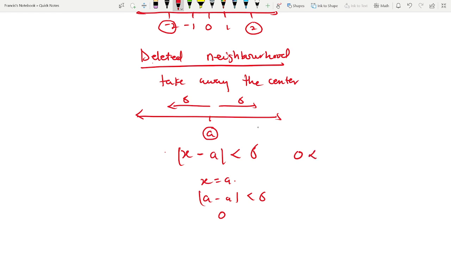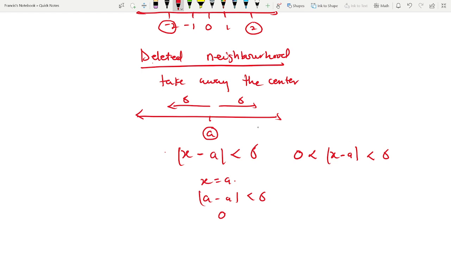So for deleted neighborhood, you're going to have 0 less than the absolute of x minus A, meaning that our expression should be greater than 0 because we are deleting this out. Whenever we put A into it, you should get 0. For that reason, we delete it out by using an open end here. So this absolute should be greater than 0 but less than our delta. The only reason you get 0 is when our point is A, but we don't want A to be included. So anything that will make this 0 should be taken out.